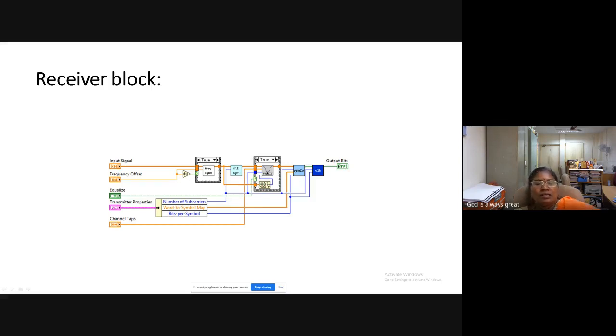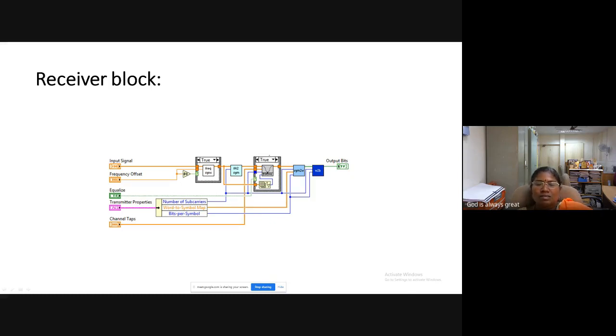For that part, a separate next level of slides is available to explain how equalization can be done. The zero forcing equalizer is also in the slides, but if time permits, I will present equalization also. For these two blocks, you will need some transmitter properties, like the number of subcarriers, the word to symbol mapping, and how many bits per symbol are being utilized. And for equalization, you need the number of channel taps. This will be used to overcome the delay spread nature of the channel. So the number of channel taps also needs to be mentioned here to do the equalization.